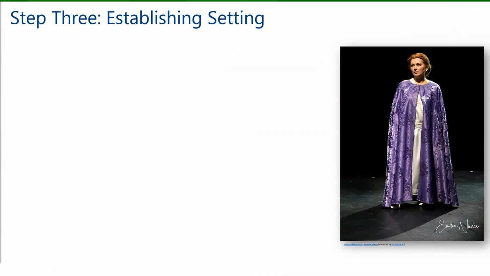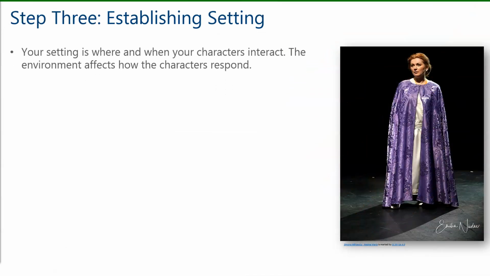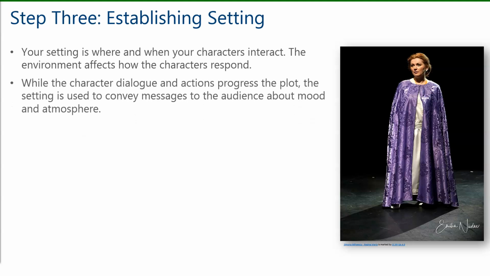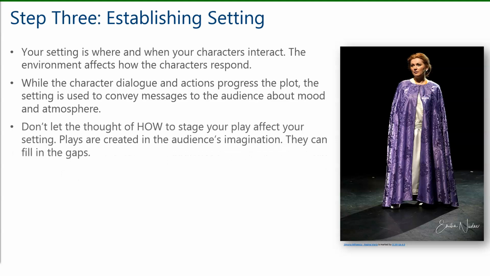Step 3 is establishing setting. Your setting is where and when your characters interact. The environment affects how the characters respond. While the characters' dialogue and actions progress the plot, the setting is used to convey messages to the audience about mood and atmosphere. Also, don't let the thought of how to stage your play affect your setting.